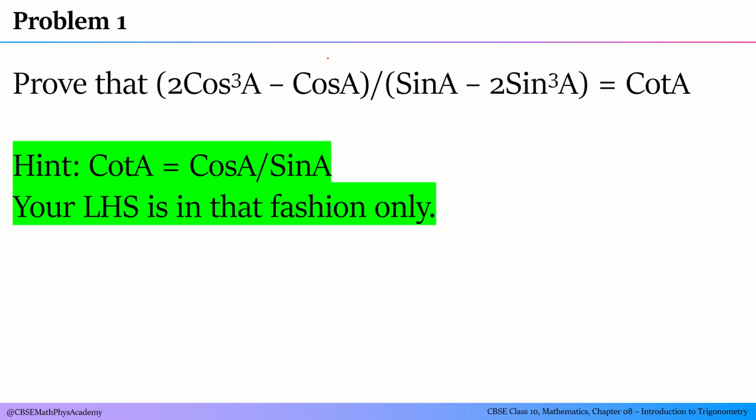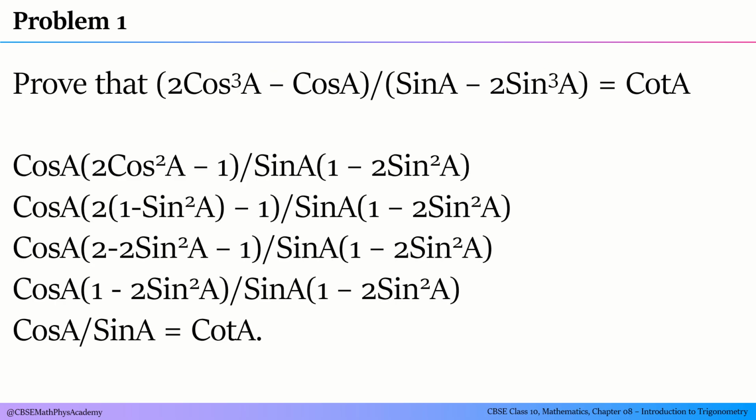You also know the algebraic identity 1, where cos square and sin square together bring in 1, but here you don't have a square, you have a cube. So how am I going to solve this? I'm going to take cos A outside so that the numerator becomes cos A into (2 cos square A minus 1). Somewhere I'm trying to convert this into a trigonometric identity 1 form. Similarly, in the denominator I pull out sin A, giving sin A into (1 minus 2 sin square A). So now we have cos A and sin A, which is essentially going to give you cot A.